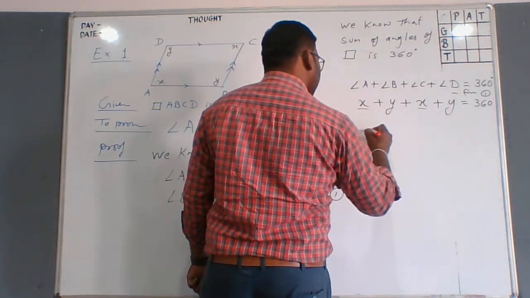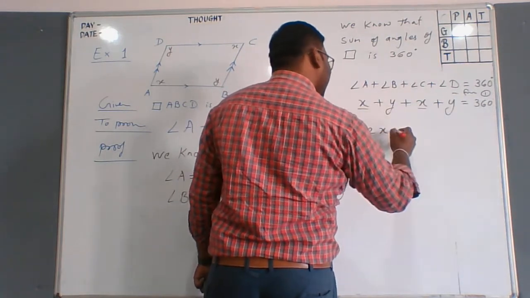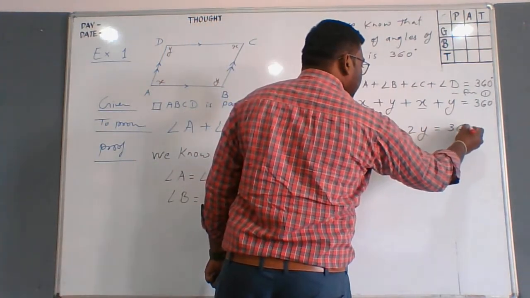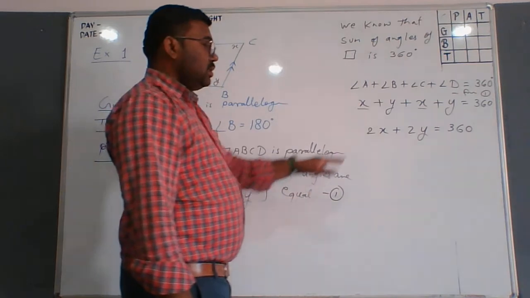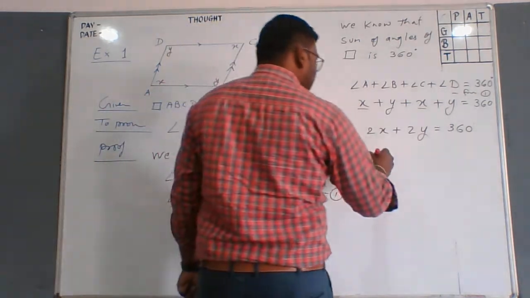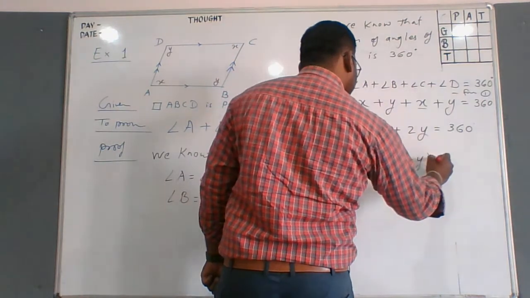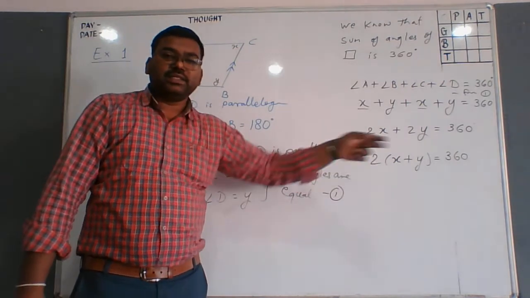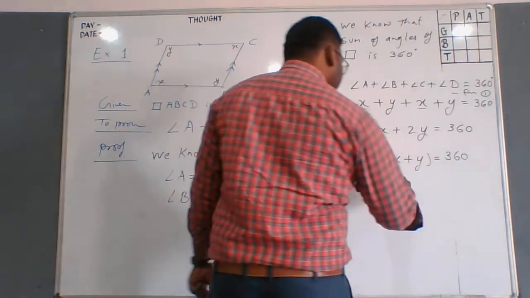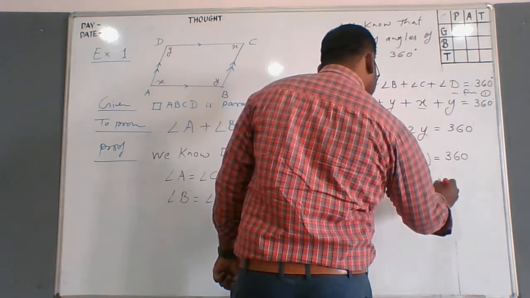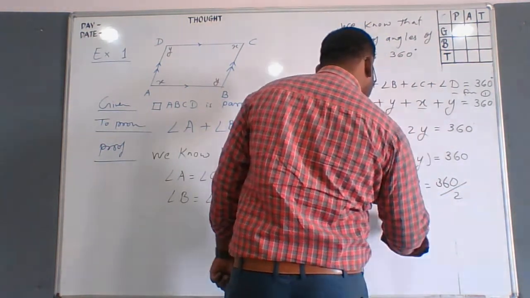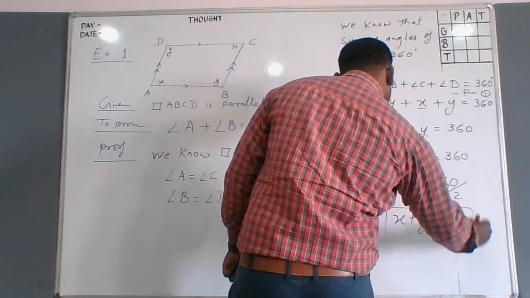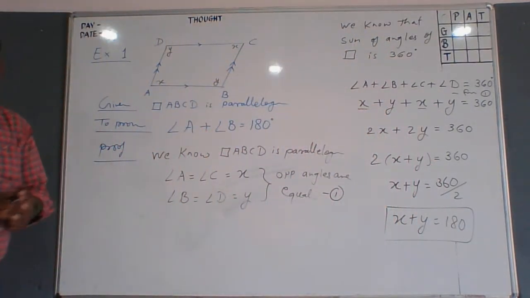X plus X will become 2X. Y plus Y will become 2Y, which equals 360 degrees. Correct? We can take 2 common and we can write 2 times X plus Y is 360. Now 2 is in the multiplication, going that side it goes for division. So X plus Y is 360 upon 2. So X plus Y will become 180. Okay, X plus Y is 180.